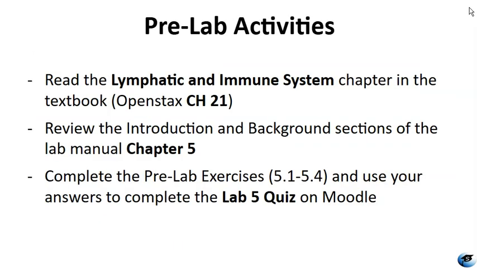For your pre-lab activities, please read the Lymphatic and Immune System chapter in your textbook. That's chapter 21 in OpenStax. Then review the introduction and background sections in chapter 5 of the lab manual. Of course, this outlines the objectives and procedures, and then complete the pre-lab exercises 5.1 through 5.4 and use the answers from those exercises to complete the lab 5 quiz on Moodle.